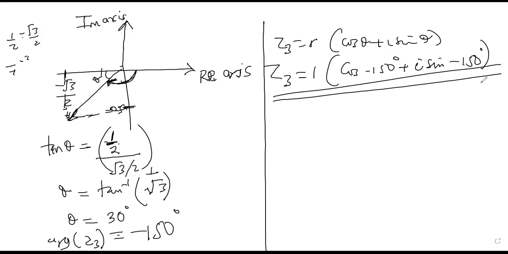Very simple. You can as well convert 150 into radians by saying it is 150 pi out of 180. Still, this one will give you the answer. Even if you express it in radians, it would go to 5 over 6 pi. So you'd say cos 5 over 6 pi plus i sine 5 over 6 pi, negative, of course.